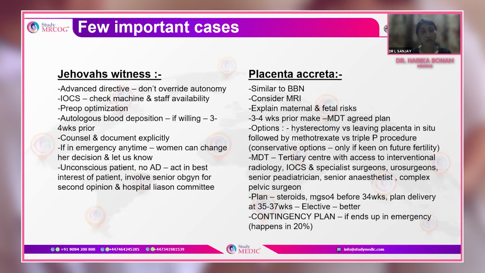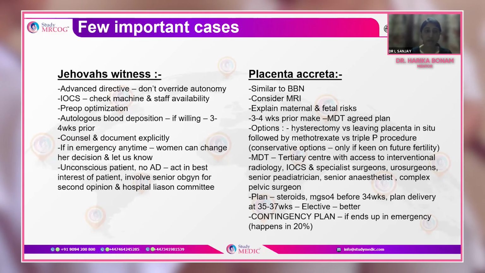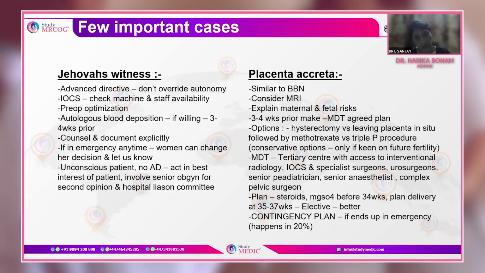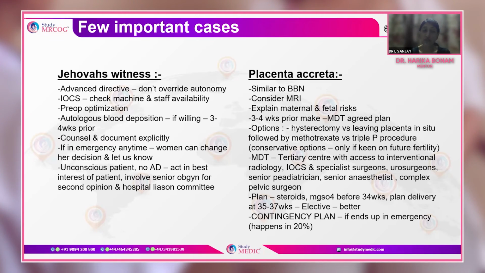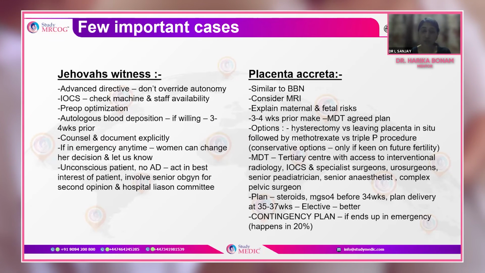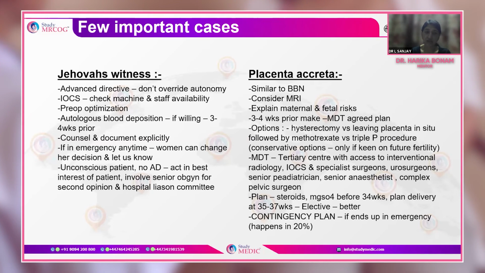Pre-operative optimization of hemoglobin should be done. If the woman is willing, you can do autologous blood deposition 3 to 4 weeks prior. Then counsel everything and document explicitly. In cases of emergency, you can tell her that any time she can change her decision and let us know. You have to tell the woman that the outcomes of Jehovah's Witnesses in situations like this are poor when compared to non-Jehovah's Witness women, so that she can make a decision or change her decision as and when.